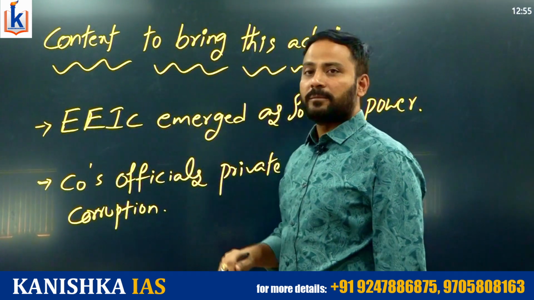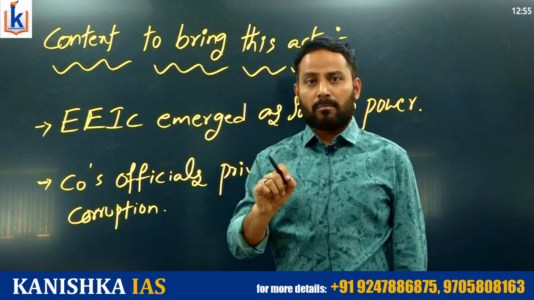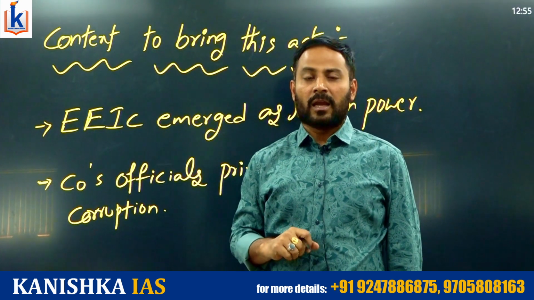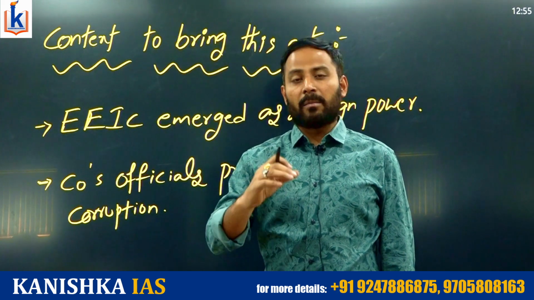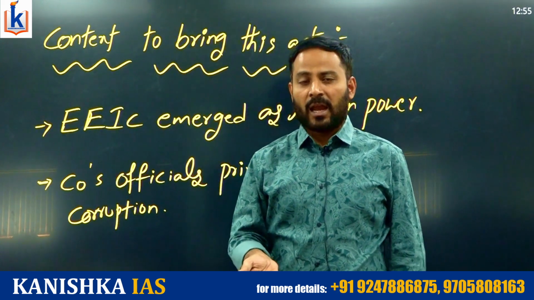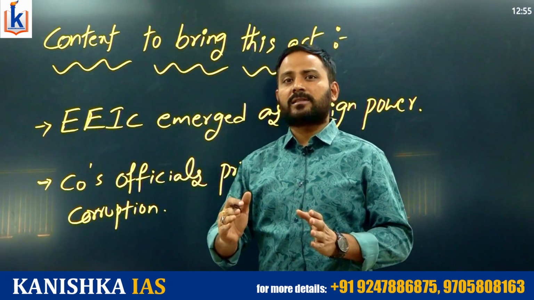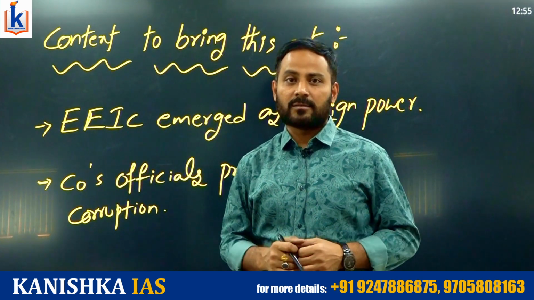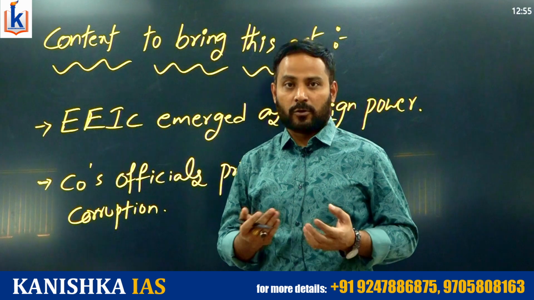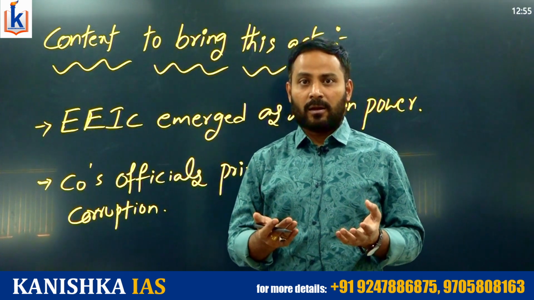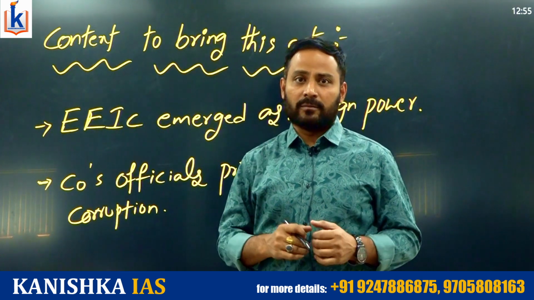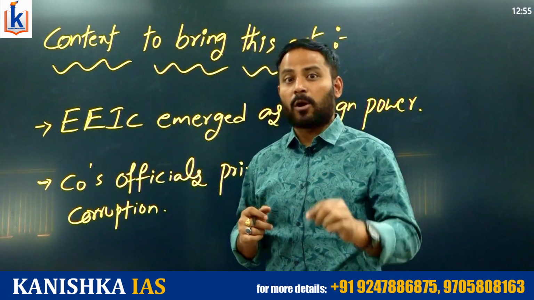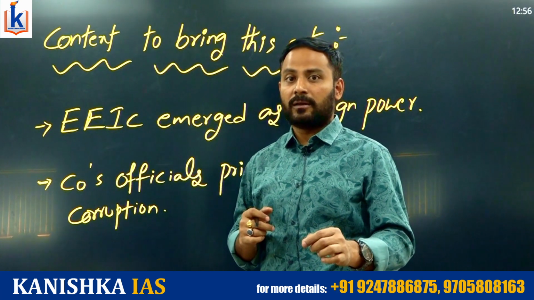The first reason is, after the 1764 Battle of Buxar, the political context had changed. The English East India Company emerged as a sovereign power. Its sovereignty clashed against the British sovereignty. Now, the question arises, who is superior? Of course, the British Parliament is superior. The company is just a trade body. That's why the British Parliament attempted to subordinate the English East India Company.